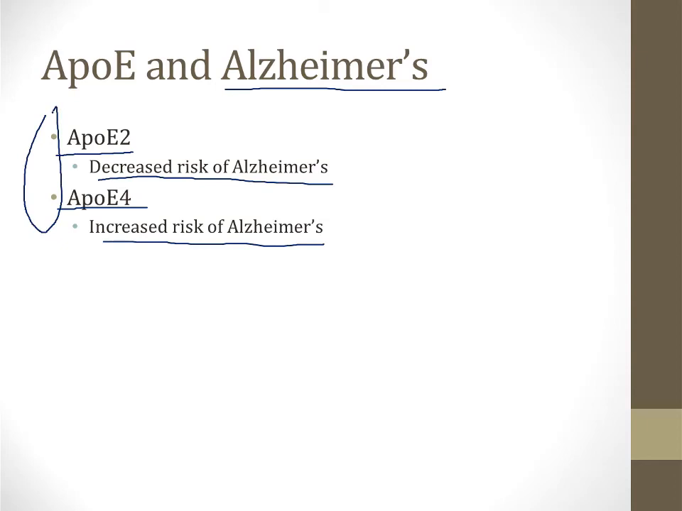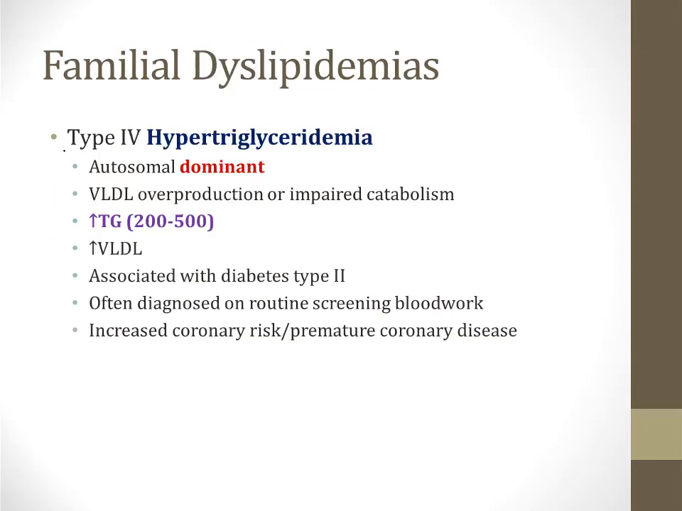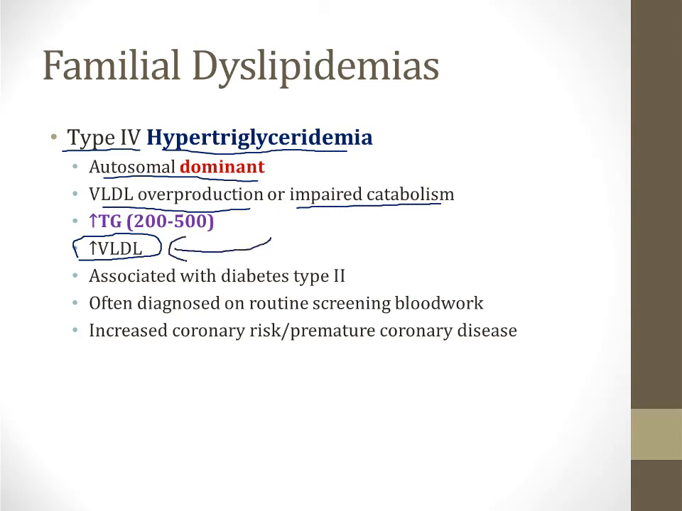The last familial disorder is a type 4. This is also called hypertriglyceridemia. This is also an autosomal dominant condition, and the problem in people with a type 4 disorder is that they have too much VLDL in the plasma. This may be because VLDL is overproduced, or it may be because it's not broken down appropriately, or it may be for both reasons. But whatever the mechanism, the VLDL level is too high, and what you see on blood work is that the triglyceride level will be elevated, usually in the 200 to 500 range.